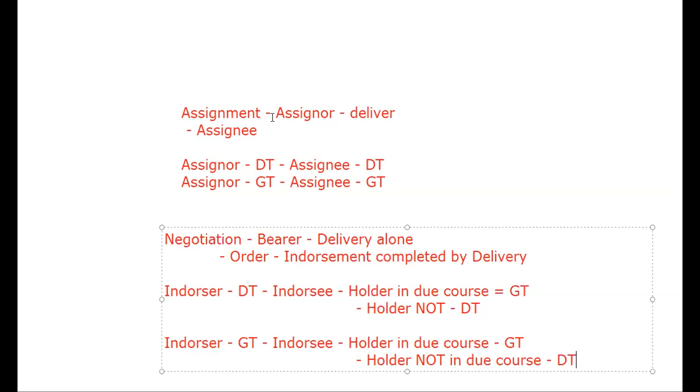But, when it comes to negotiation, that will no longer be the rule because the endorsee's title does not depend upon the kind of title that our endorser is actually giving. Rather, it depends on that endorsee whether it's a holder in due course or a holder not in due course. If a holder in due course, good title. If it's a holder not in due course, then he will acquire a defective title.